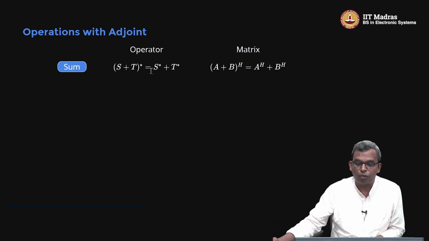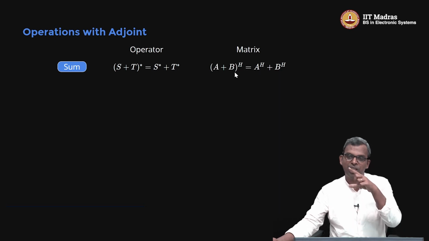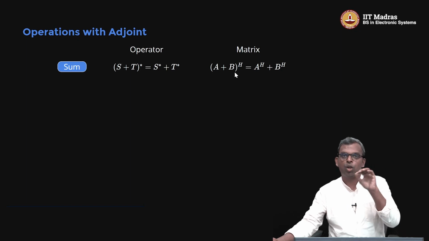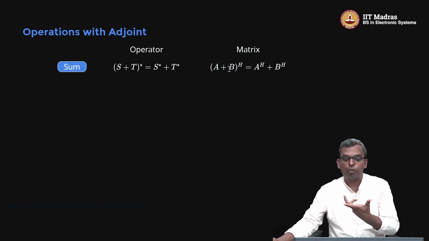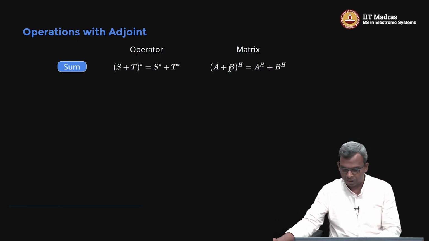Now, once you have the result for the operator, the analogous result for the matrix is very clear. If S is represented by A and T is represented by B, then A plus B Hermitian is A Hermitian plus B Hermitian. This is also very clear, isn't it? Hermitian is basically taking the transpose and conjugating. It does not matter whether you add first or take the Hermitian individually and add; you should get the same answer, right? You see that very easily.